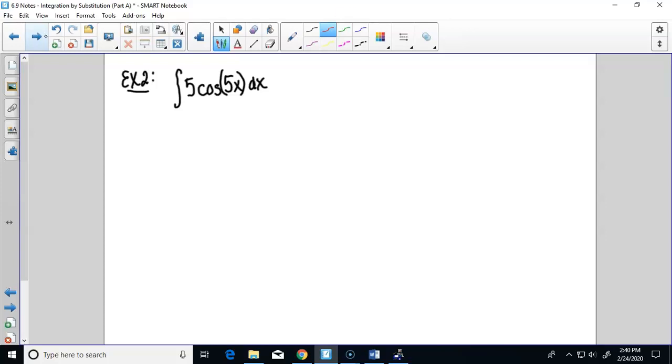Okay, so for this problem, we do know how to integrate cosine, but only cosine x, not cosine of 5x. So this is going to have to be a u substitution that we do here. So what is the inside for this? What is our u? It's 5x. So u is 5x. And if I take the derivative of u, du dx would equal 5.